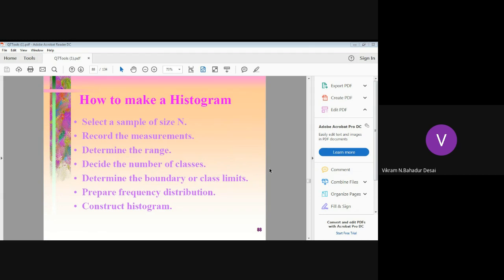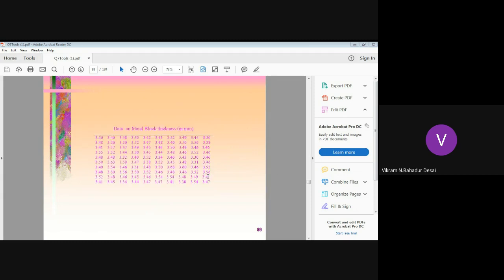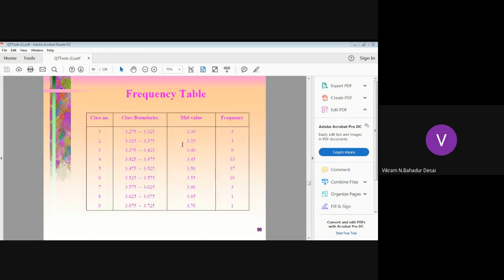So how to make a histogram? You people know it. If you have Excel, you have already done it. You know how to do it. Try to learn how to draw the graph. So assume that this is the data. Some examples you can try in Excel. Data on the metal block thickness. There are different data they have given. So if I draw a histogram out of this, how is it going to look?